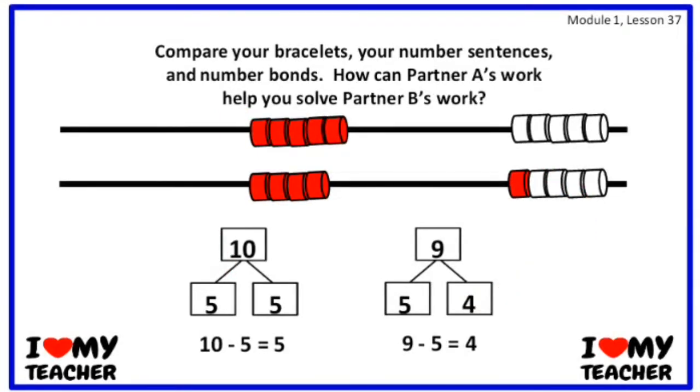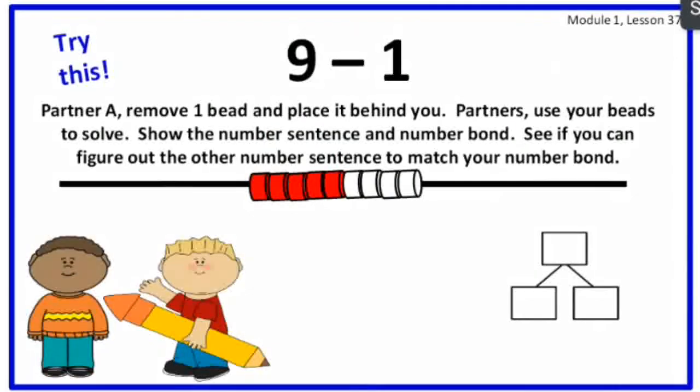Now partner A's work can help you solve partner B's work. How? Because if you look at partner A's work very well, he took out 5 beads to one side. That means it's crossing out 5 beads. Now look at partner B's work. He did the same thing. So that was the method partner B used to solve his own, because partner A took out 5, partner B is also taking out 5. Very good. Now over to the next.